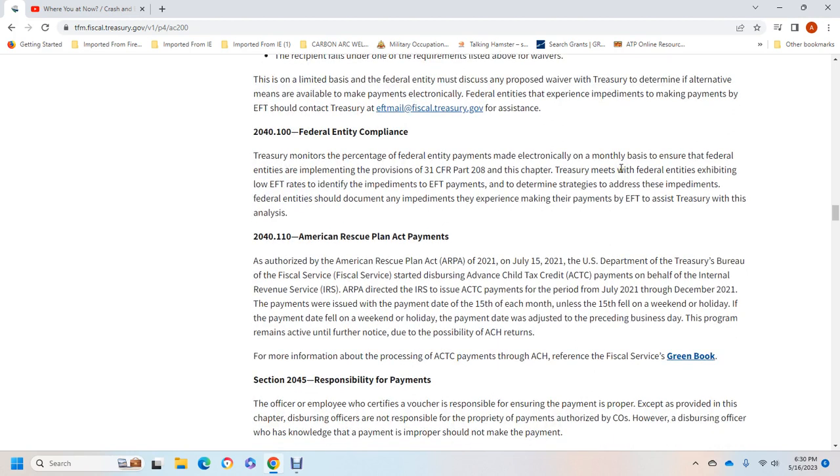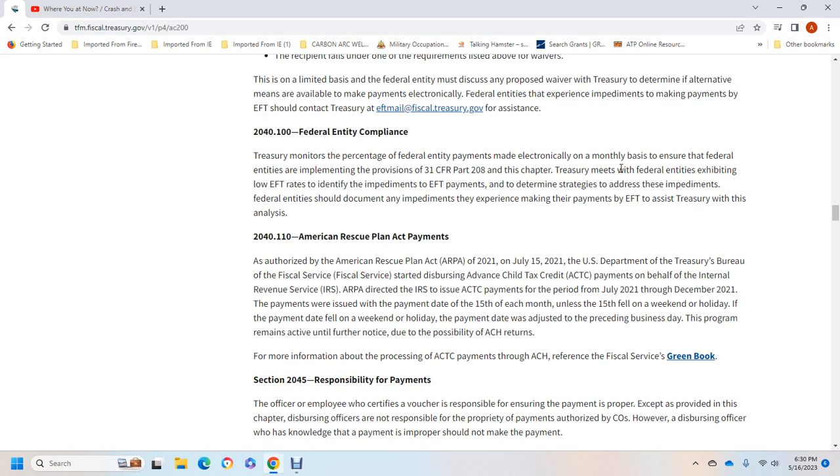Alright, 2040-110 American Rescue Plan Act payments. Authorized by the American Rescue Plan Act of 2021, July 15, 2021, the U.S. Department of Treasury Bureau of the Fiscal Service is disbursing advance child tax credit payments on behalf of the Internal Revenue Service. The American Rescue Plan directed the IRS to make advance child tax credit payments for the period of July to December 2021.